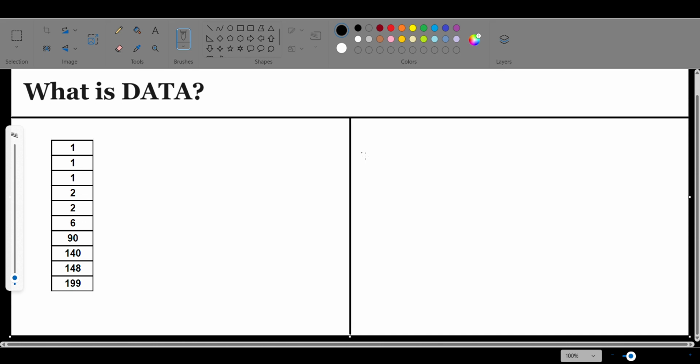Okay. Now, what if I told you that these numbers over here are actually the prices of houses. I'm going to write this down. Prices of houses in the city of Bangalore, or Bengaluru, which have a unit of 10 lakh rupees.